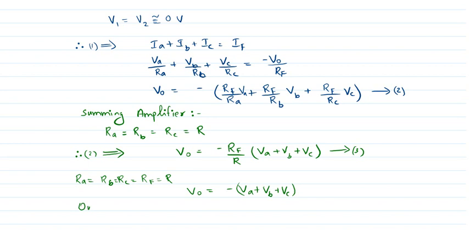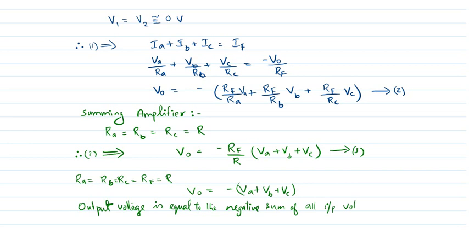So the output voltage is equal to the negative sum of all input voltages. Okay, this is equation number 4.